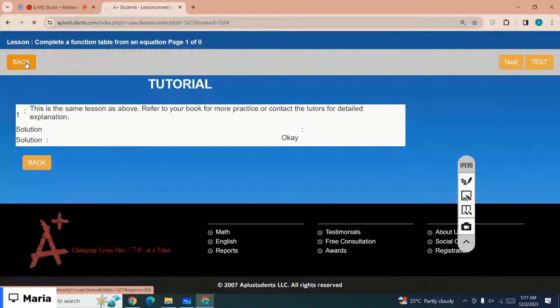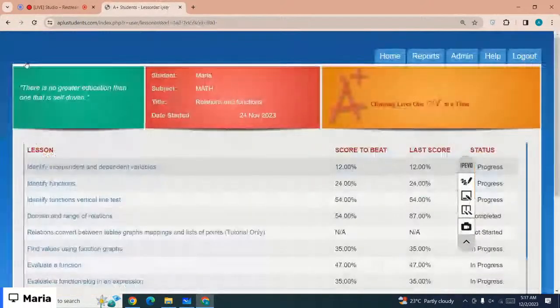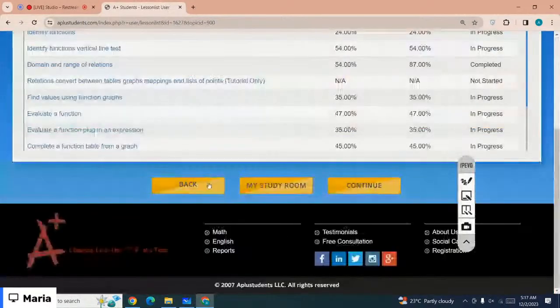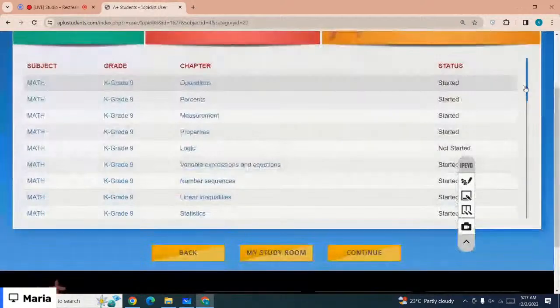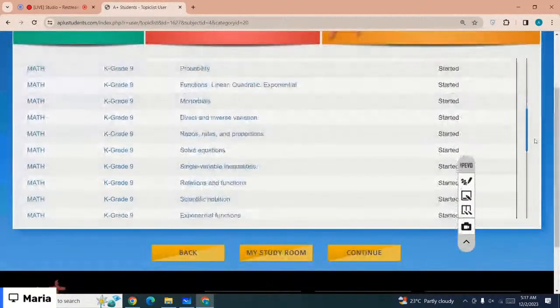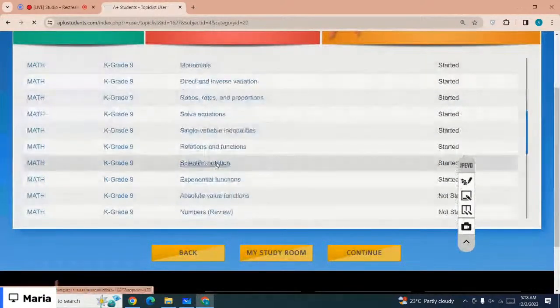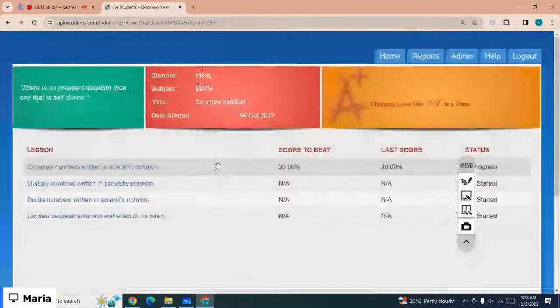We are done with this chapter. We're going to start the new chapter. We're done with the relations and functions. Let's just start with the next lesson. And the next lesson is scientific notation, first lesson, that is compare numbers written in scientific notation.